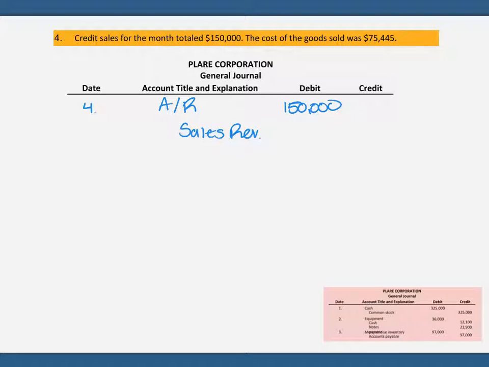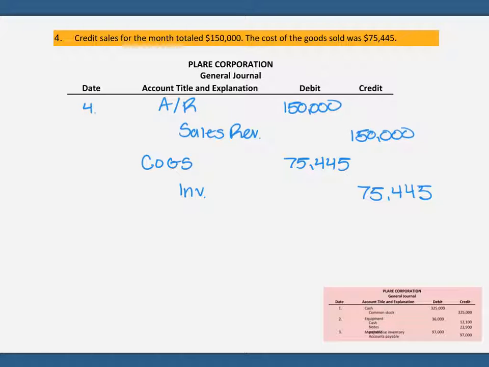A credit to revenue increases this account. And then we record the next transaction, cost of goods sold, at $75,445. That's an expense. Then we credit inventory, which will decrease that account to $75,445.